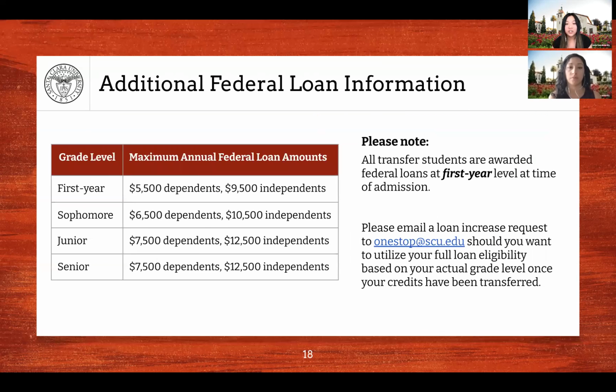Some additional student loan information. These are the FAFSA federal loans. These are the maximum amounts that a student can borrow in an academic year, depending on if they're considered a dependent or an independent student for FAFSA purposes. Something important to note is that all transfer students are awarded at a first year level, and that's because their credits haven't transferred over yet. So we just give them the baseline amount.